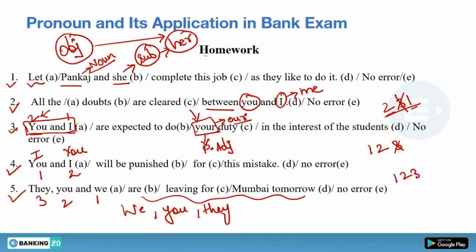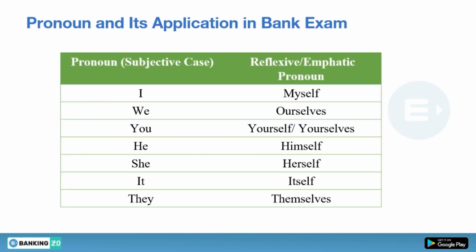Okay. Now moving further, we have our first concept of the day, and that is reflexive and emphatic pronouns. So we are going to talk and discuss about this reflexive and emphatic pronoun. So this is your subjective case: I, myself, ourselves for we, yourself or yourselves for you, himself for he, herself for she, itself for it, and themselves for they.